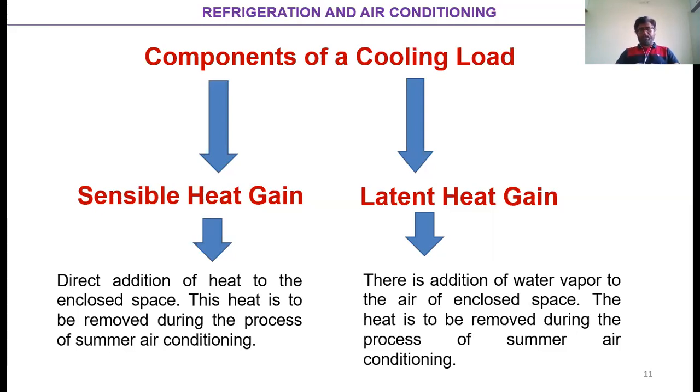Isn't it? Similarly, on the latent heat gain side, there is addition of water vapor, the humidification that is taking place in the space that has to be conditioned. So there is the addition of water vapor to the air of an enclosed or air conditioned space. The direct addition of heat results in an increase in temperature, and the addition of water vapor results in humidification of the enclosed space. Isn't it? So that's why heat has to be removed during the process of summer air conditioning. And the primary requirement for summer air conditioning is the simultaneous cooling and dehumidification: a decrease in temperature along with a decrease in specific humidity. We have seen some numericals in the earlier sessions for cooling and dehumidification. During that process, both loads are taken into account simultaneously: the sensible heat load and the latent heat load.